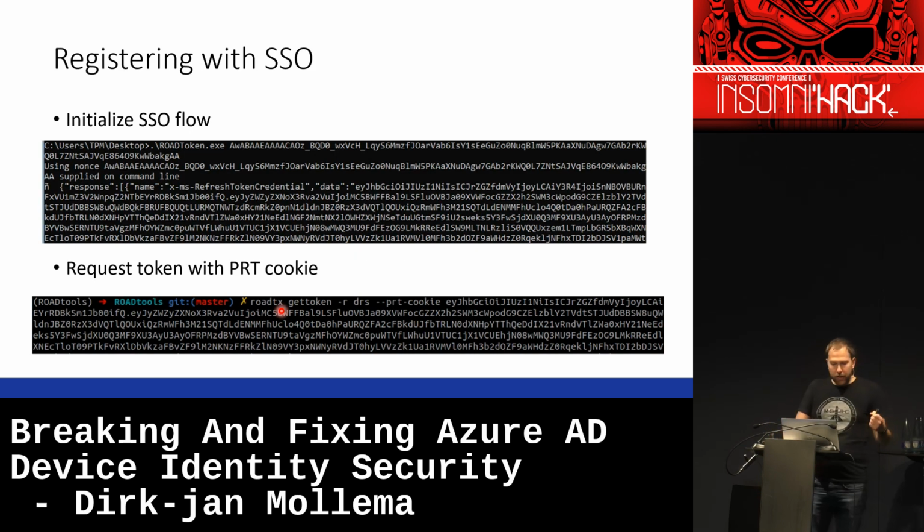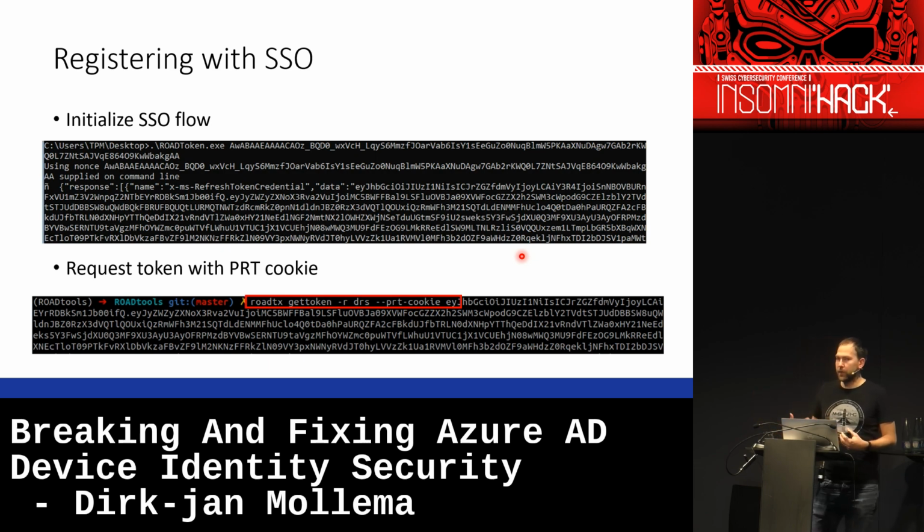So you can first initialize this single sign-on flow. And that's basically done with a small tool that's called RoadToken. So you give it the nonce from Azure AD, and then it will calculate this x-ms-RefreshTokenCredential, which is the signed primary refresh token that browsers use. And then you can get a token for the device registration service with RoadTX, which is a tool I wrote to exchange tokens, basically.